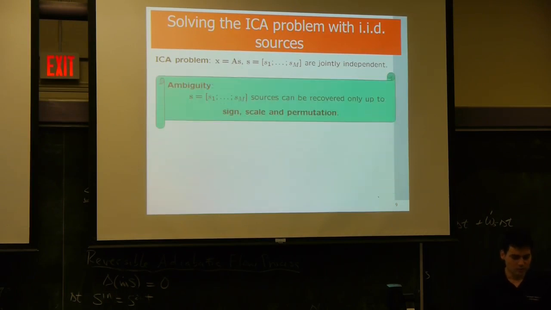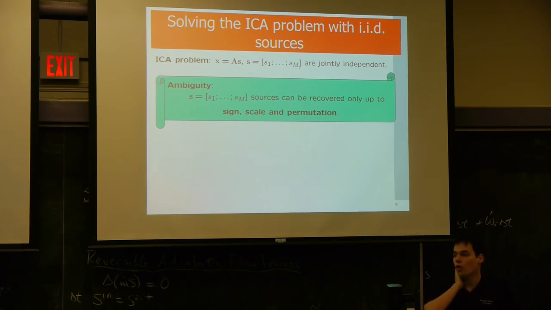Okay, so formally the problem is the ICA problem. X equals A times S. X is the observation, A is a mixing matrix, and S1, S2, ..., Sm are jointly independent random variables. We have a theorem first which says that these independent sources S1, S2, ..., Sm can be recovered only up to sign, scale, and permutation.